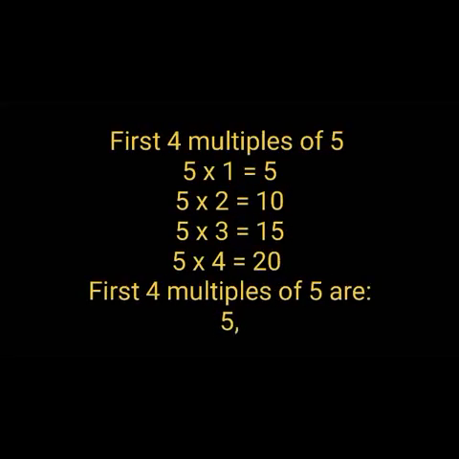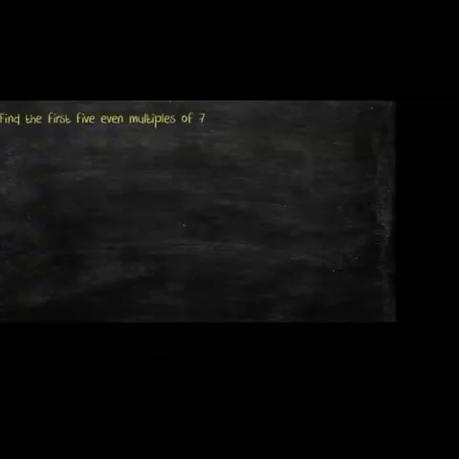Let's take another example. Write the first 4 multiples of 5. So, these are 5, 10, 15 and 20.